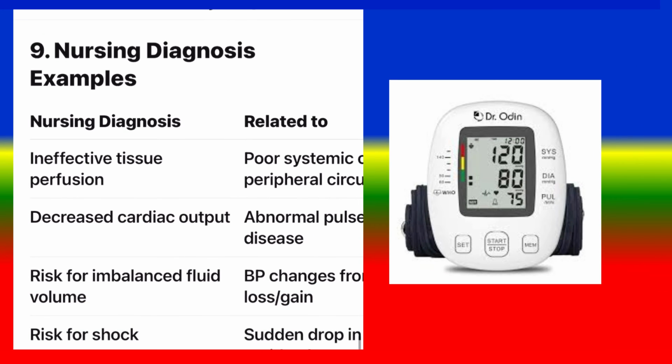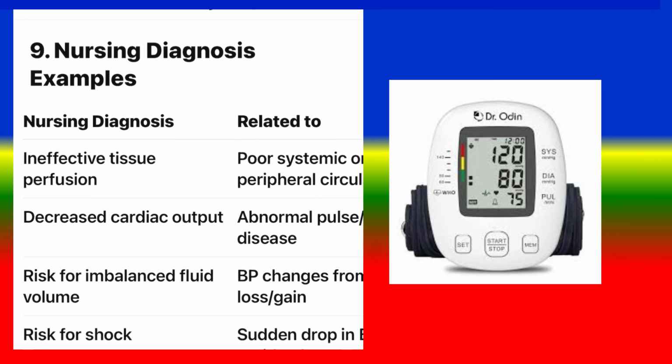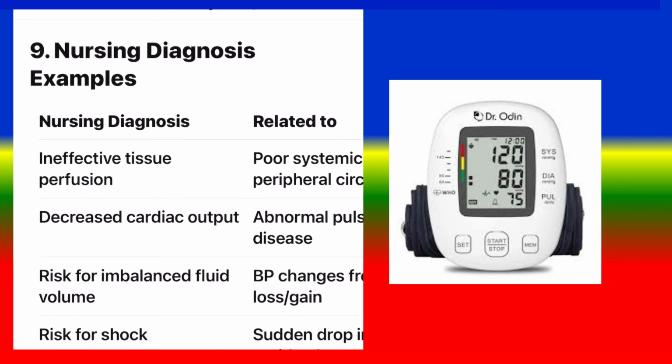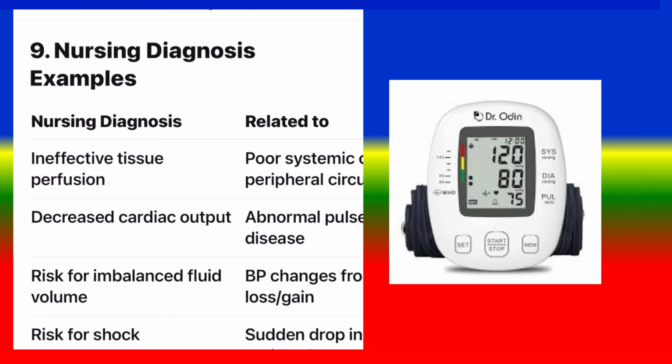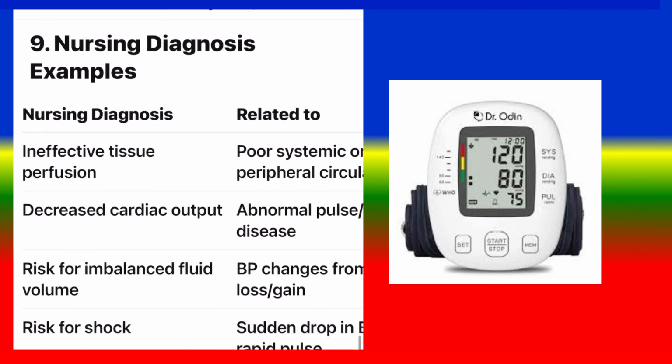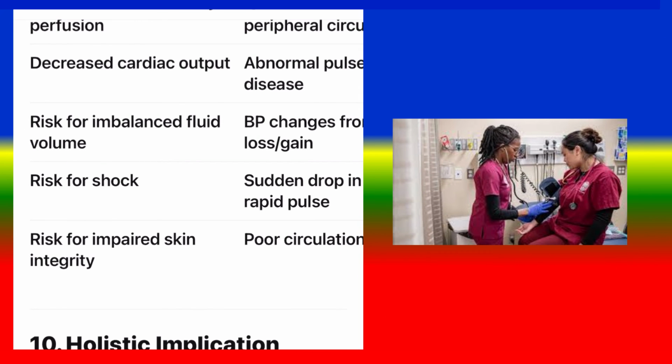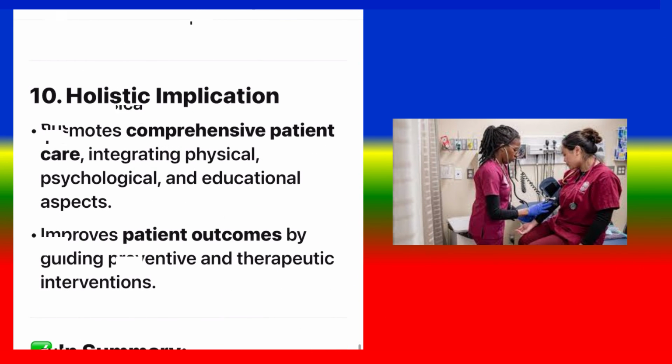9. Nursing diagnosis examples. Ineffective tissue perfusion, related to poor systemic or peripheral circulation. Decreased cardiac output, related to abnormal pulse, BP, heart disease. Risk for imbalanced fluid volume, related to BP changes from fluid loss or gain. Risk for shock, sudden drop in BP, weak rapid pulse. Risk for impaired skin integrity, related to poor circulation. Holistic implication: Promotes comprehensive patient care integrating physical, psychological, and educational aspects. Improves patient outcomes by guiding preventive and therapeutic interventions.